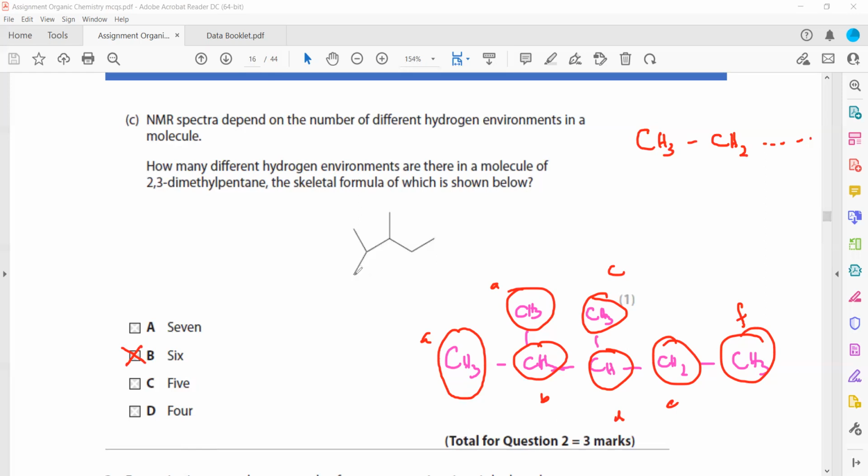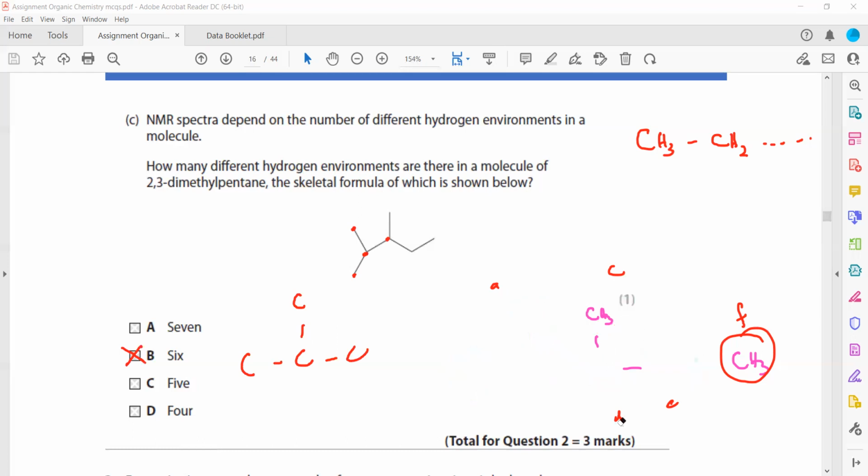How do we draw out the skeletal formula? The skeletal formula shows carbon. Look, this is 1 carbon. Next to that, there is another carbon. On top of that, there is another carbon. And next to this, attach a carbon. Next to that, there's another carbon. Next to this, there's another carbon. And next to that, there is another carbon.